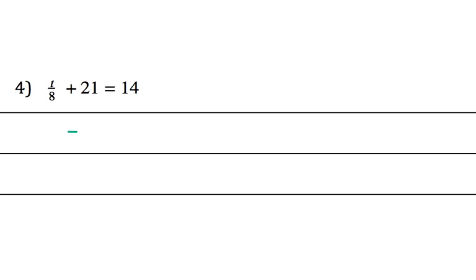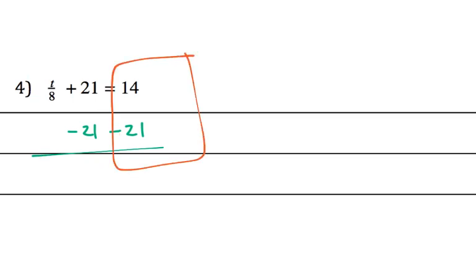To get rid of the 21, I'm going to subtract 21 below the numbers, doing the same thing to the left as I will the right side of the equation. And when I do that, the 21 goes away on the left, and I have t over 8 equals negative 7.